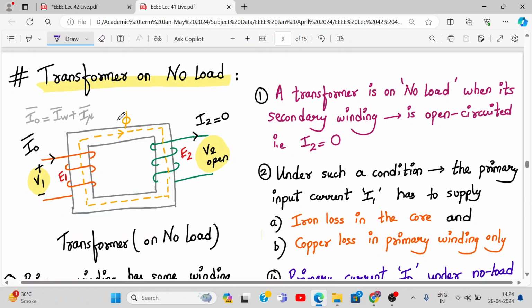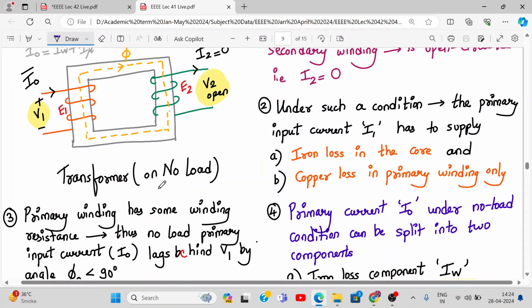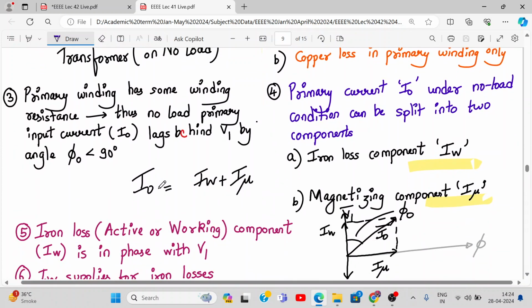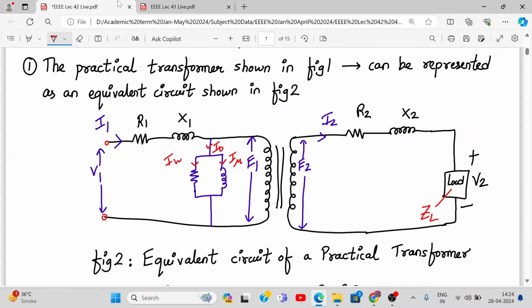Under no load condition, what will be the effect on the transformer on no load? So yeah, this will be coming. We have an iron loss component and a magnetizing component. Are you following? Can you reply? So please draw this diagram. This will be R naught. This will be X naught. Did you follow this? Or let me explain again. Followed?